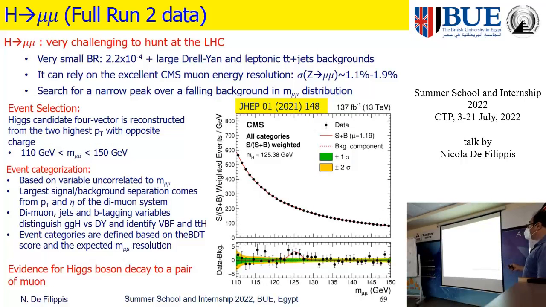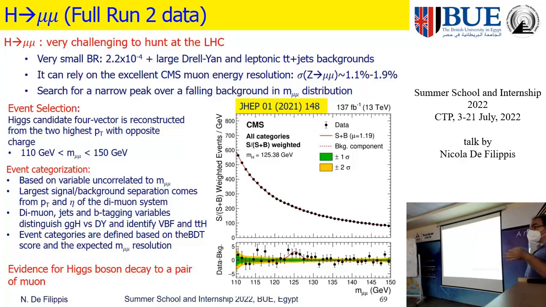And finally, let me mention the X to mu mu, which is the very latest evidence that we got at the LHC last year. Even if the branching ratio of the X decaying to mu mu is very, very small, we were able to observe it with an excess of about 3 sigma, which corresponds to evidence. That's the first time. So the X particle was observed in many decay channels.